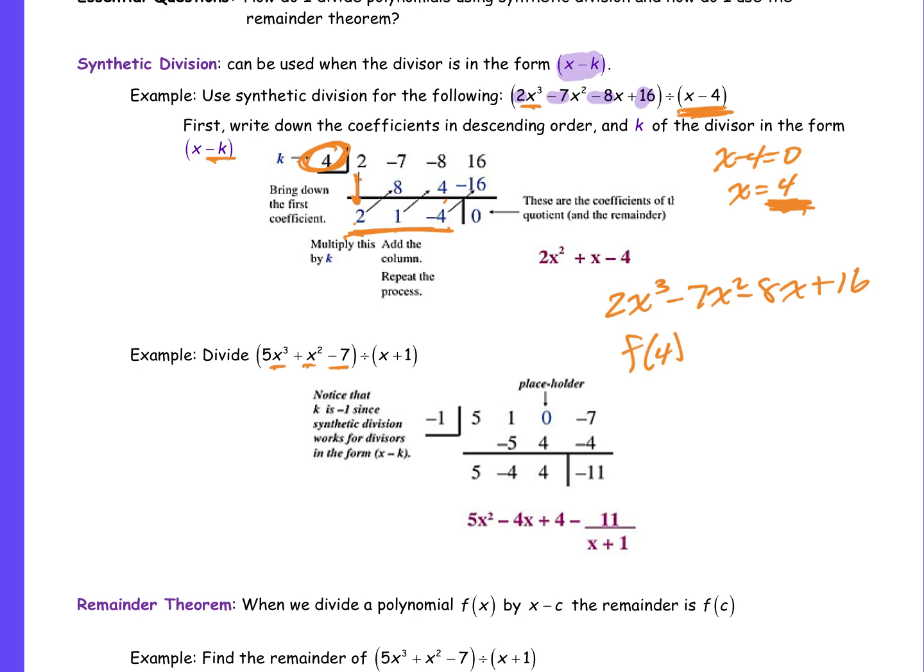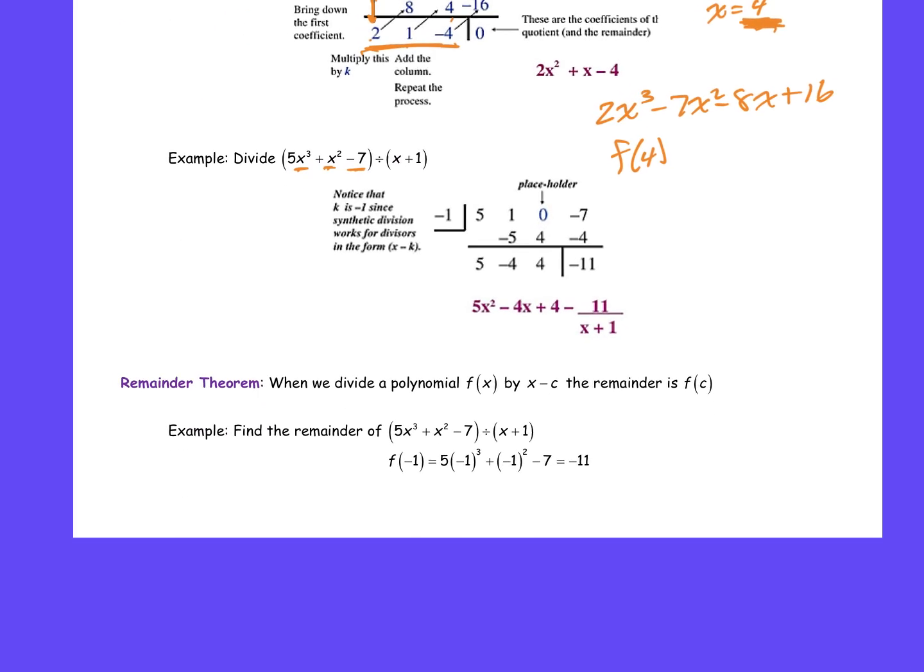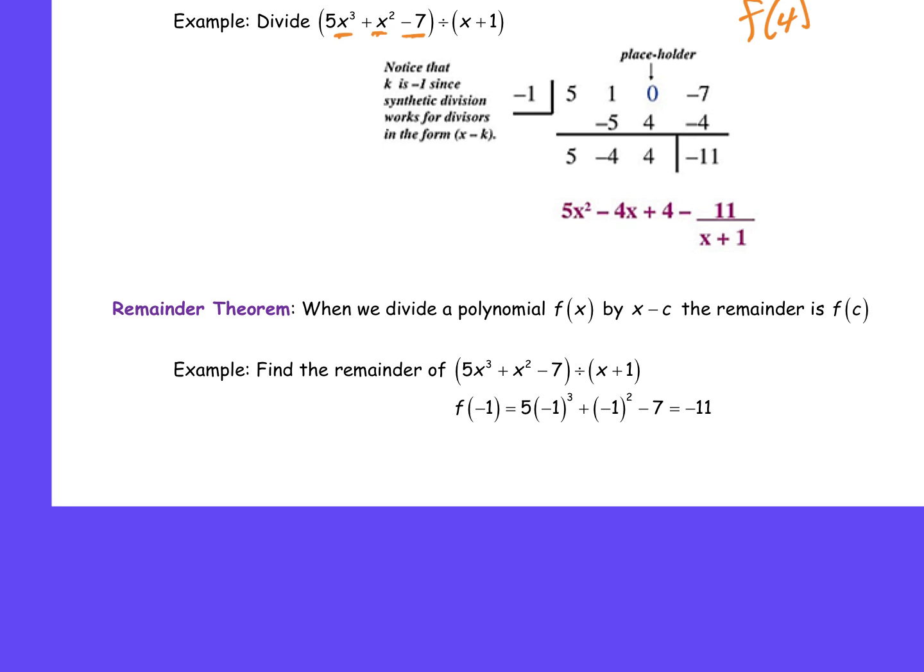Because if my remainder is 0, it's a factor of that polynomial. If my remainder is not 0, it's not a factor. So when we're going to graph, we need to know if it's a factor or not. And the easiest way to do that is to find out what the remainder is.